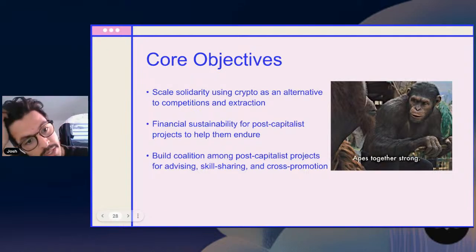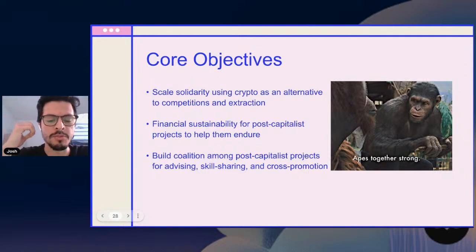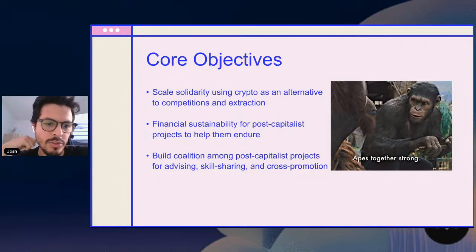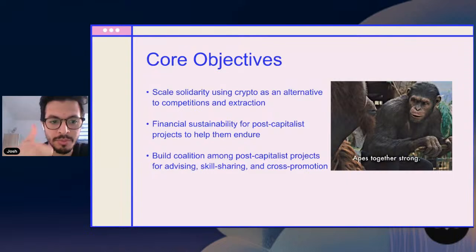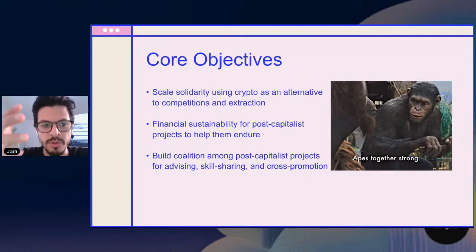So the main core objectives of Breadchain is essentially, one, to scale solidarity using crypto. This is in reference to the concepts that I created while thinking this through, that I call solidarity primitives, or using smart contracts or software as a way to create or facilitate relationships of solidarity rather than extraction and whatever else.